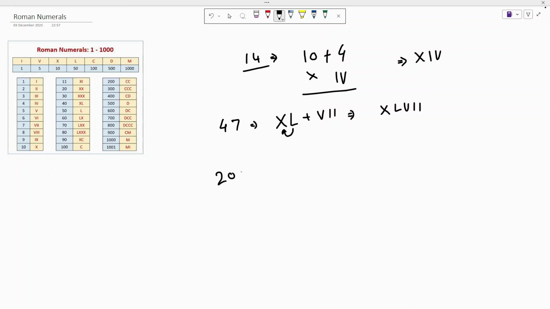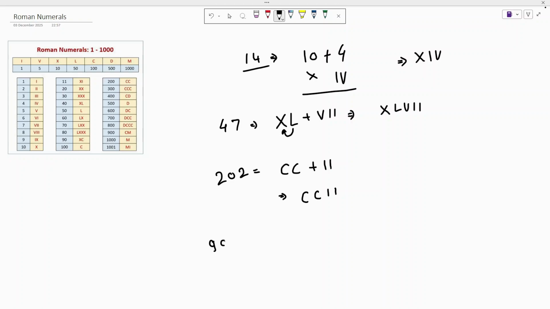For 202, 200 we represent by C plus C, 100 plus 100, CC, plus 2, which we directly represent by II. So for 202, it will be CCII.